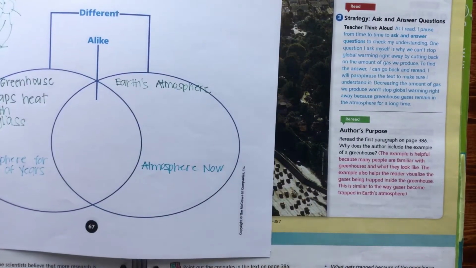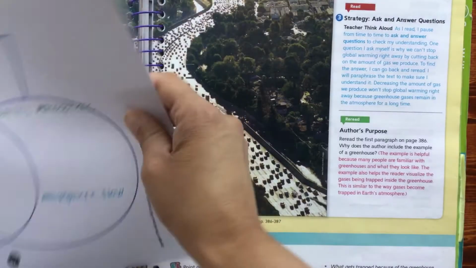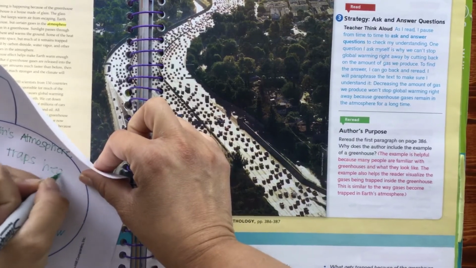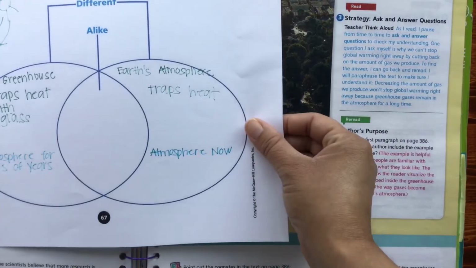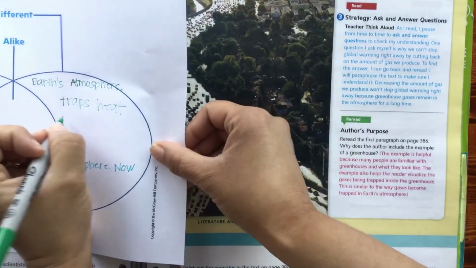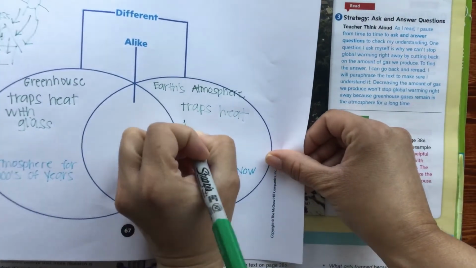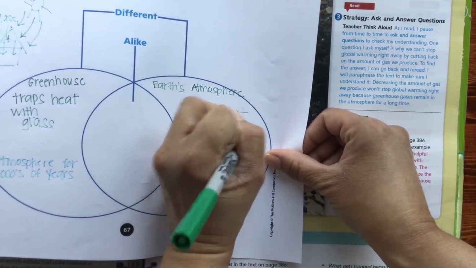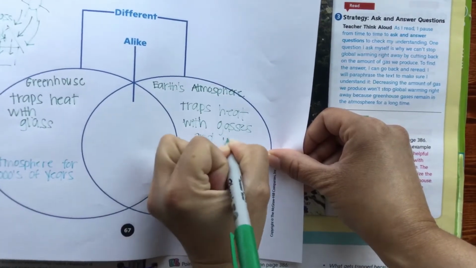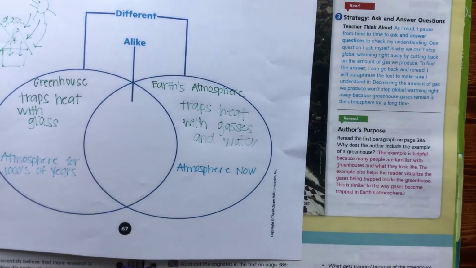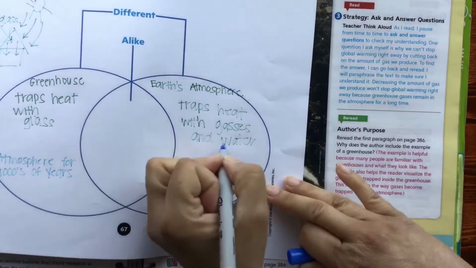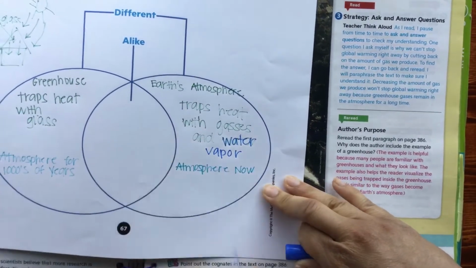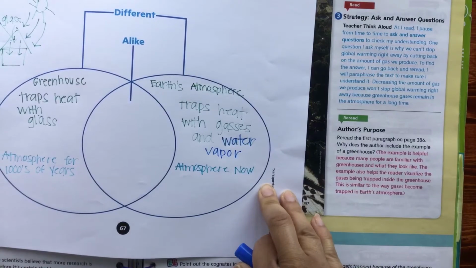Okay, and so what does the Earth's atmosphere do? Well, it also traps heat, but not with glass. So it traps heat with gases and water vapor. With gases and water vapor. So you might be thinking, okay, well, they're similar.